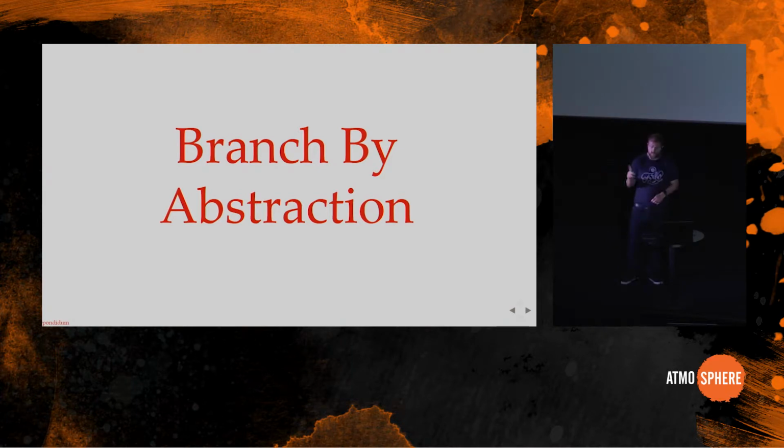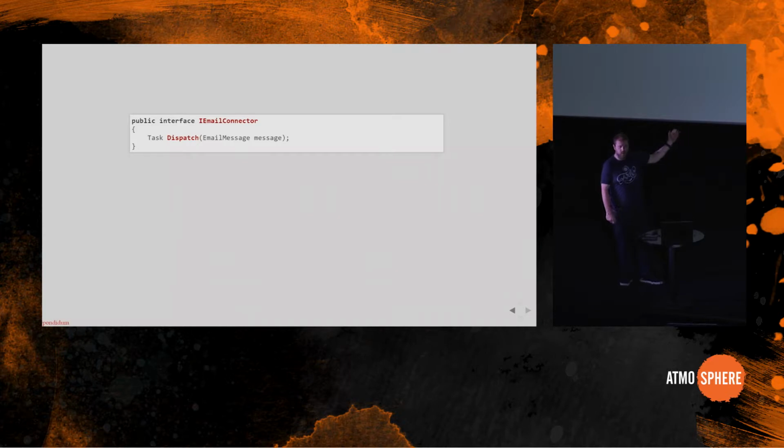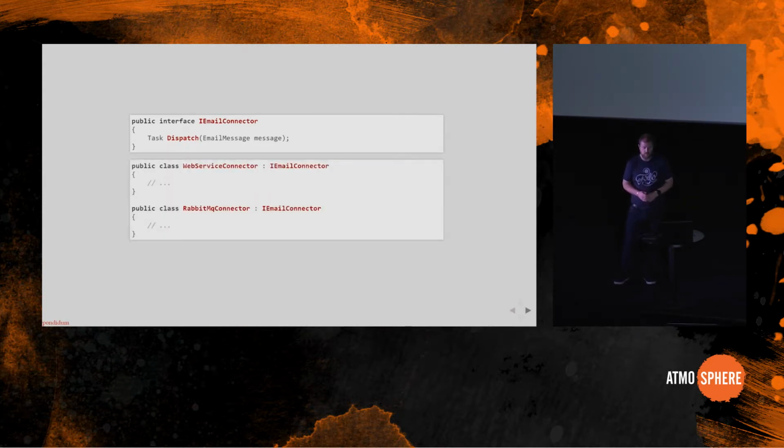Now, this is an example from a previous company that I worked at. We have an email connector interface. I don't know if you're .NET or C-sharp or Java developers, but this should be fairly understandable, I hope. Single method for dispatching an email message. And we have two implementations of it. One connects to a web service, and one connects to RabbitMQ. The actual implementations don't really matter for the purpose of this.